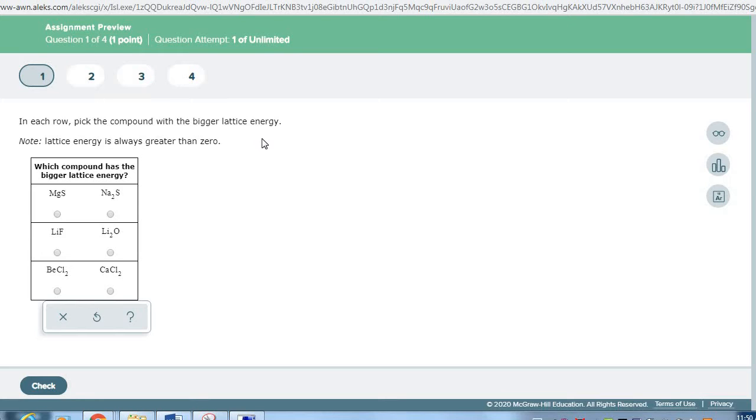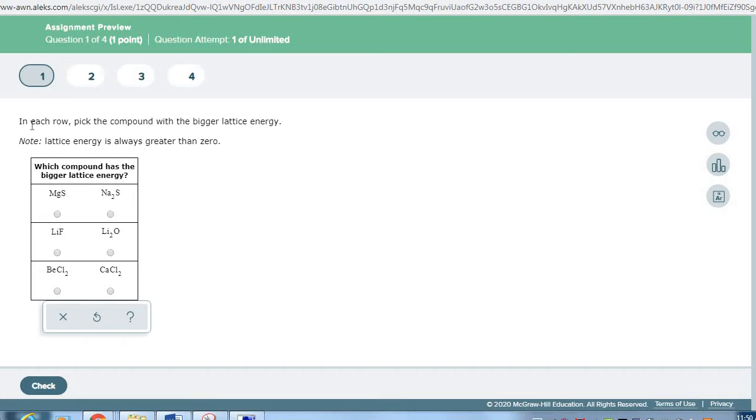The second thing is size. The smaller the ions, the bigger the lattice energy. That's because their nuclei, those protons, are quite close together, and they're pulling on the electrons of the other ion. Let's look at these couple of things real quick.